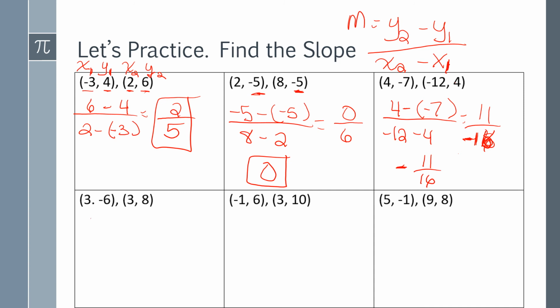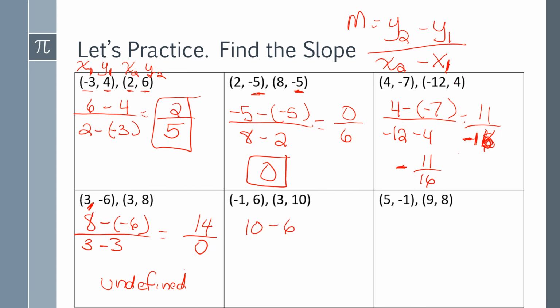So as we do this, we see that this is going to be 8 minus negative 6 over 3 minus 3, which is 14 over 0. Now this is different. 0 over 6 is 0, but 14 over 0 is undefined because we can't divide by 0 until we get to calculus. And then we don't divide by 0, but you know, we do weird things in calculus.